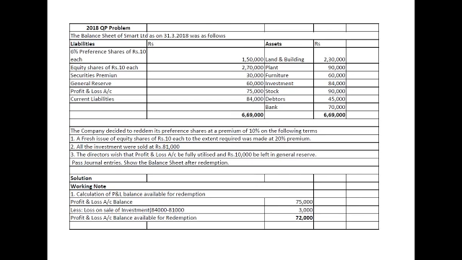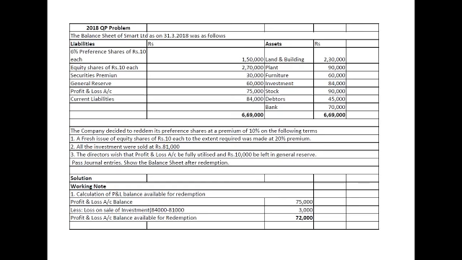Next one, the directors wished to utilize the profit and loss account balance fully. Means 100% of the profit and loss account will be utilized for redemption, and 10,000 should be left in the general reserve. Means general reserve to the extent of 10,000 you have to keep, and the remaining amount you can utilize for redemption. So pass the general entries as well as show the balance sheet after the redemption.